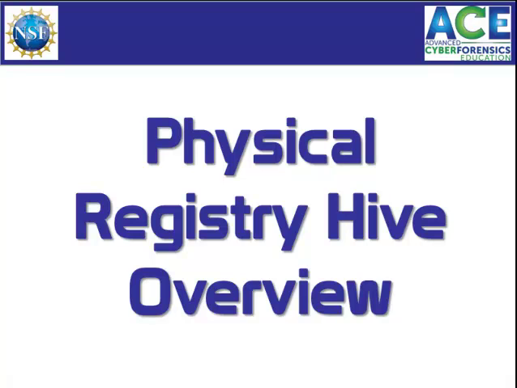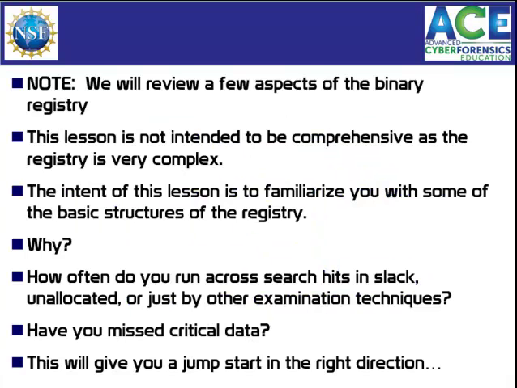Next, we're going to talk about the physical registry hive file and give you an overview of its structure so that you at least have some basic knowledge on how the registry is structured and how you'd be able to recover data should you get any type of a keyword hit or find any data in a manual investigation or a manual examination of a registry hive. So we're going to look at a couple of basic aspects of the binary registry. Again, it's not intended to be a comprehensive lesson on the physical structure of the registry because it's very complex. Just basic familiarization with the structure can allow you to have this knowledge.